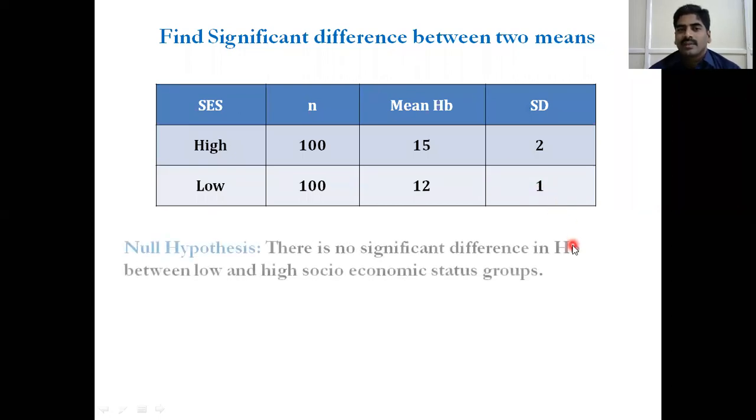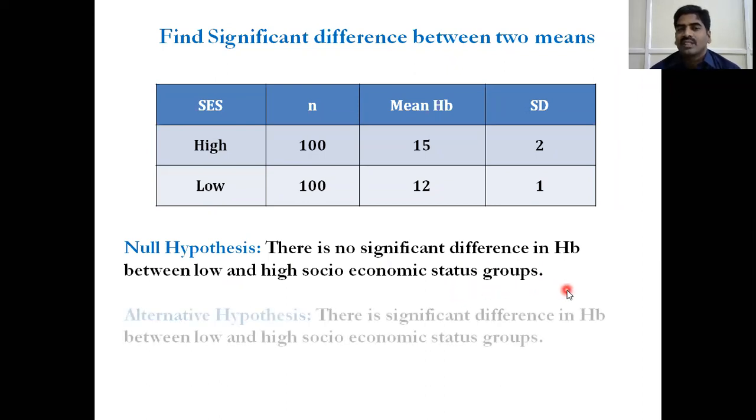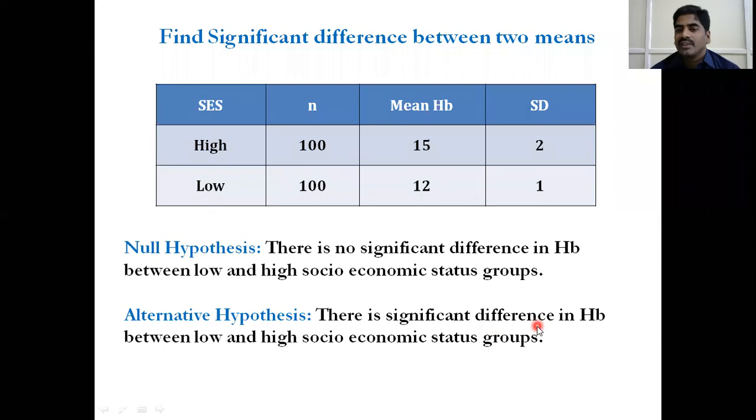So what is the first step? Null hypothesis. First you have to assume the null hypothesis. There is no significant difference in hemoglobin levels between low and high socioeconomic status groups. What is the alternative hypothesis? There is a significant difference in hemoglobin between low and high socioeconomic status groups. See here, this difference, 15 minus 12, is this difference statistically significant or not? We will find by using the concept of significance of difference between two means.